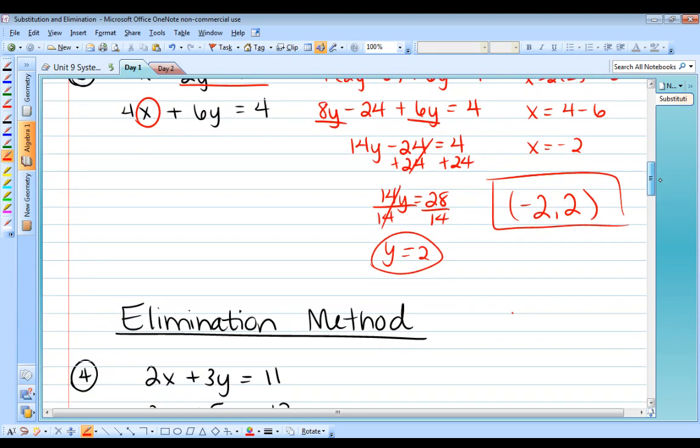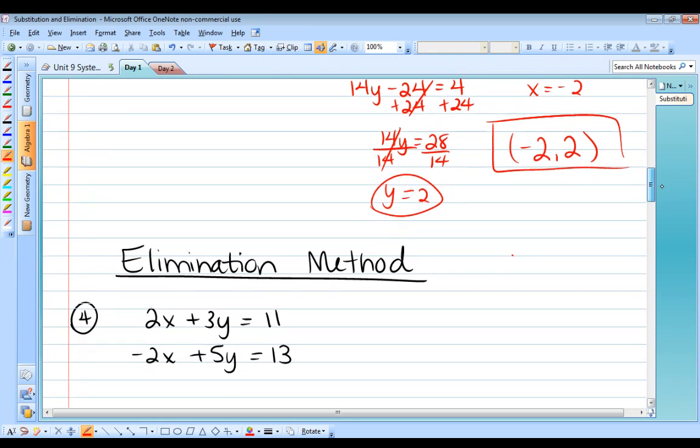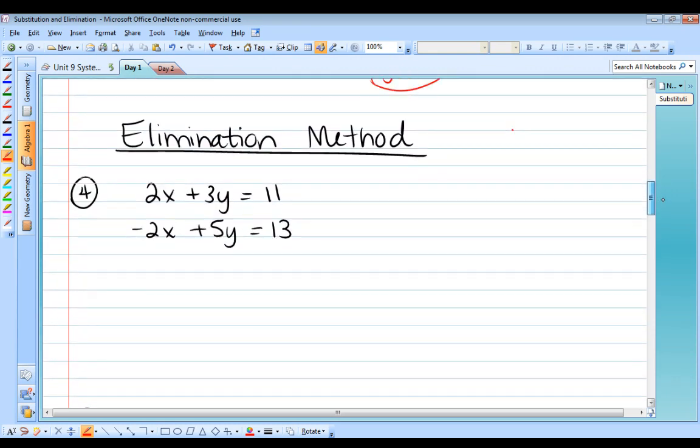Next, we are going to use elimination method to solve a system of equations. Now, when we're using elimination method, it does exactly what it says it does. It eliminates a variable. It cancels out a variable. So you want a variable that cancels out. And when I say cancel out, I mean they add to make 0. And we do that when we have opposite coefficients. So when we're using elimination method, we want opposite coefficients.